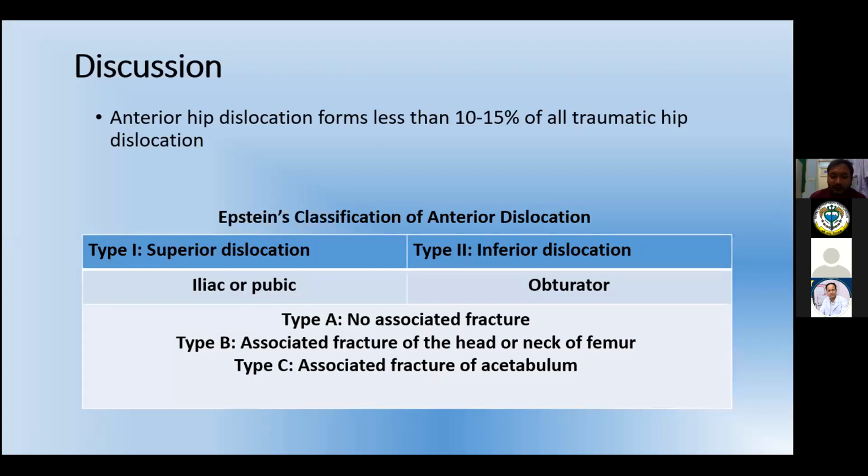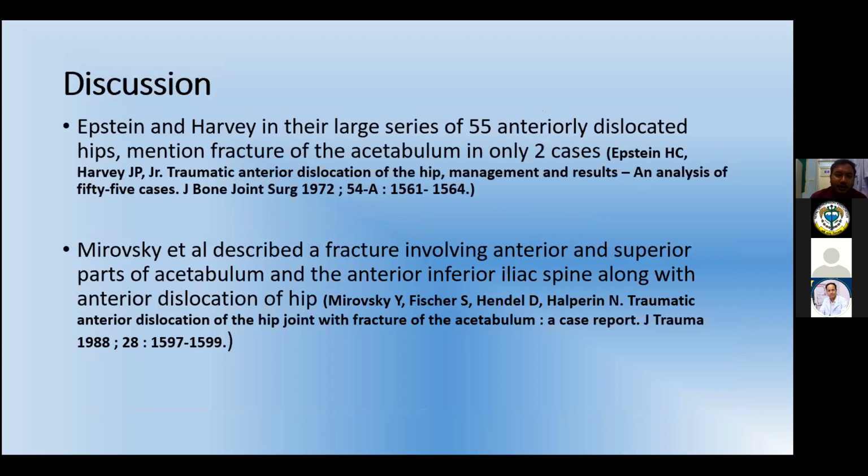According to the associated fracture, it is also classified as type A, where it is not associated with any fractures, type B, which is associated with fracture of the femoral head or neck of the femur, and type C, which is associated with fracture of the acetabulum. These are some of the literature regarding anterior dislocation of the hip.